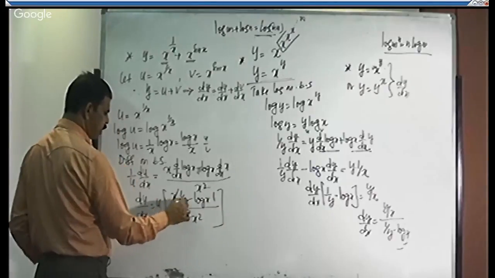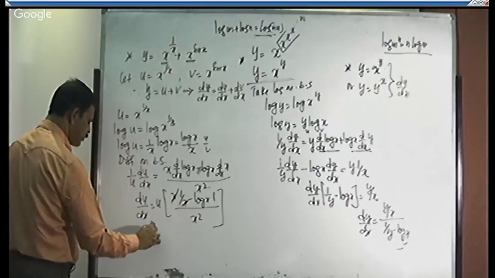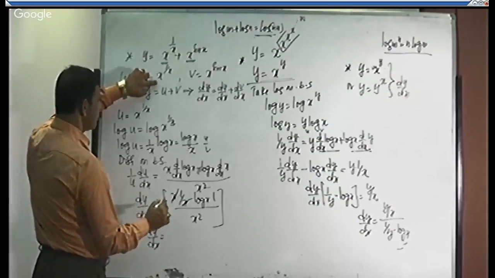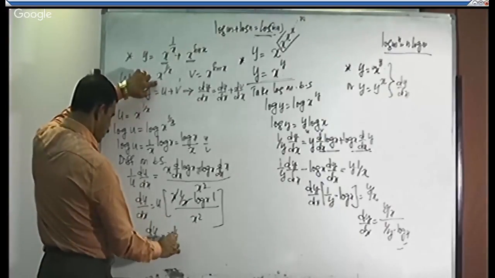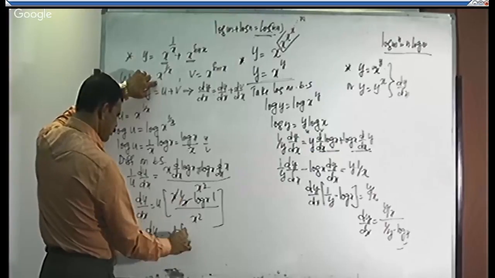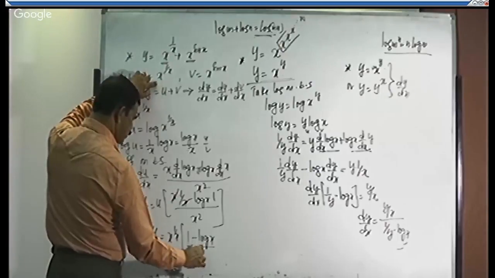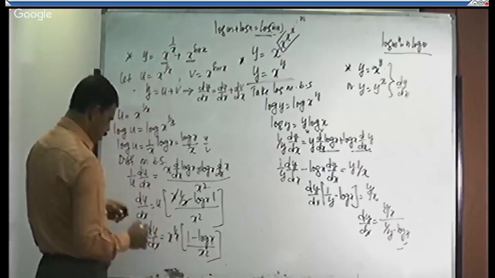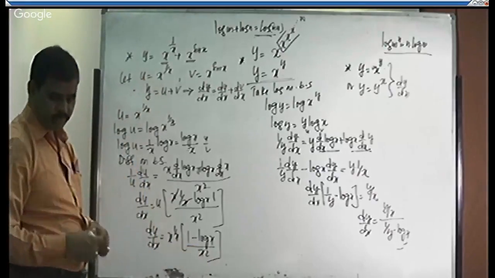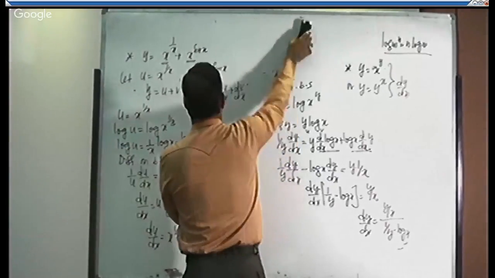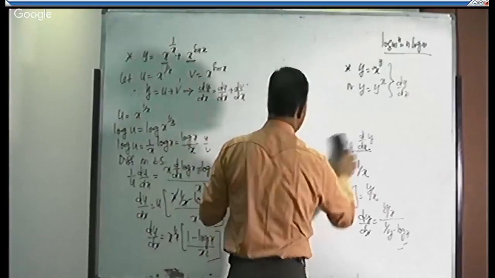So x and x cancel. What is du by dx? du by dx is equal to u, and what is u? x to the power of 1 by x into 1 minus log x divided by x square. This is du by dx. In the same way, take the v term and get dv by dx.